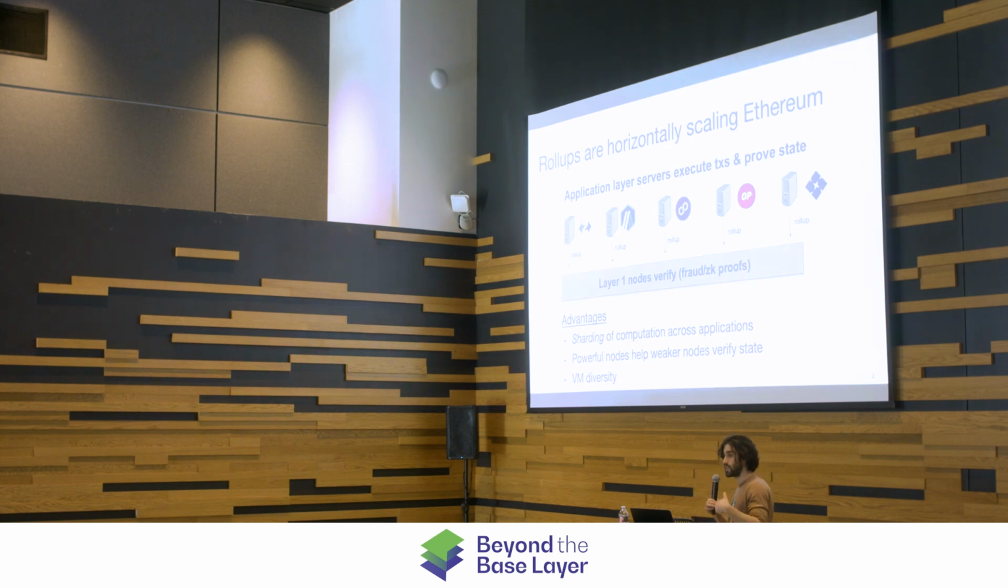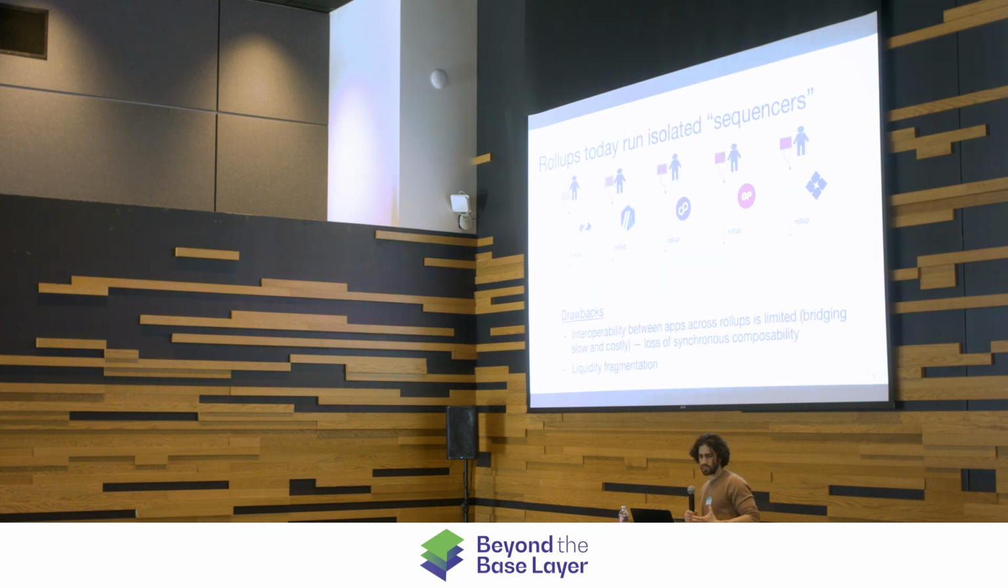So you can have virtual machines. You can have a diversity of virtual machines that work differently from the EVM. They don't have to be the EVM. They could be an SVM. Eclipse is building an SVM, the Solana virtual machine, on Ethereum. But the main point is that it allows for this sharding of computation across applications. If you add an application, you can add your own servers that execute for that application, and you don't burden the validators of Ethereum with your additional transactions. It's a very powerful concept. It also allows powerful nodes to help weaker nodes verify state, taking advantage of this natural heterogeneity that already exists in networks.